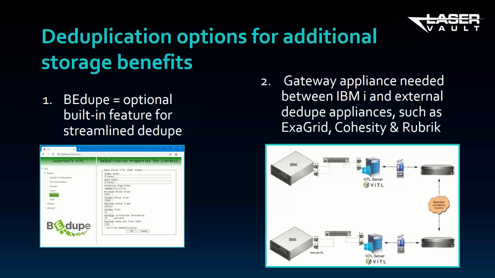Another of the storage benefits is a gateway solution, or gateway appliance, between IBM i and external deduplication appliances such as Exagrid, Cohesity, Rubrik, Pure Storage, and IBM's Data Protect. The options for connectivity for saving your IBM backups are basically unlimited. There are so many options and solutions available on the market where you can leverage that storage for your backups for IBM i.